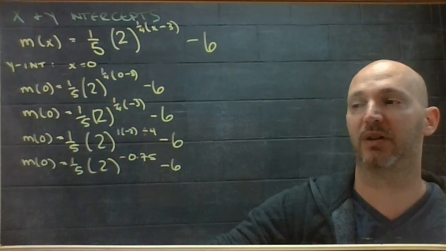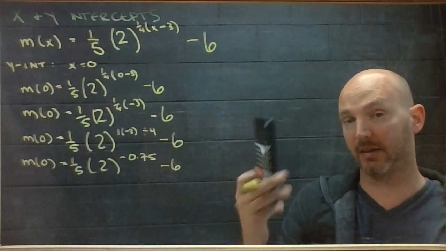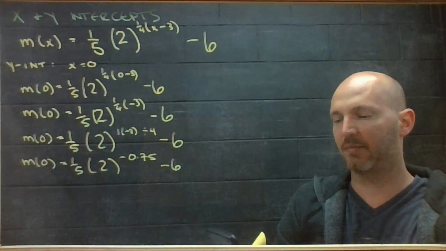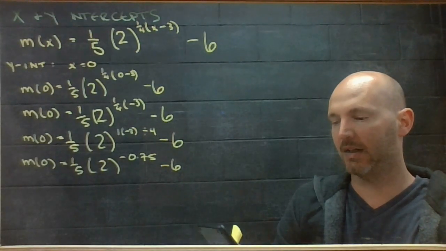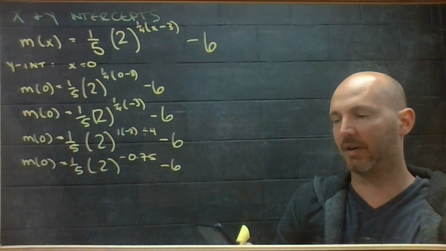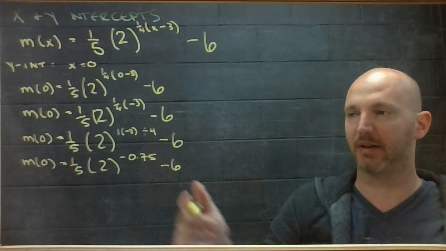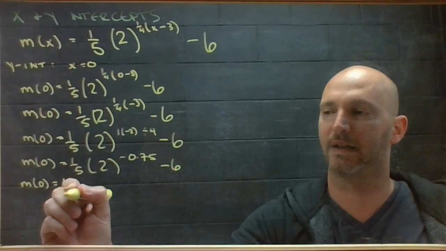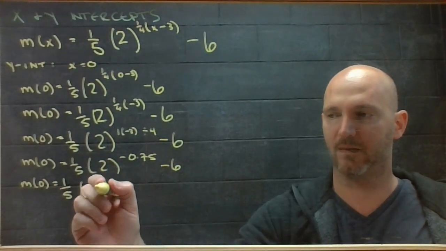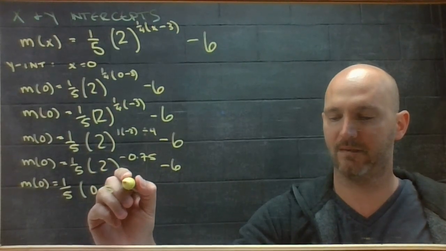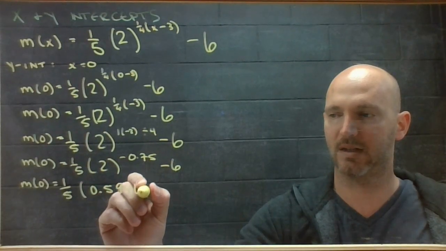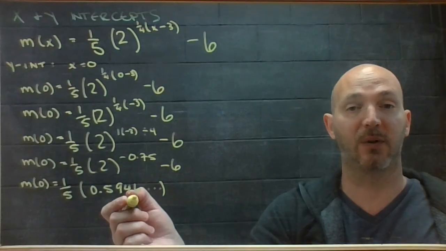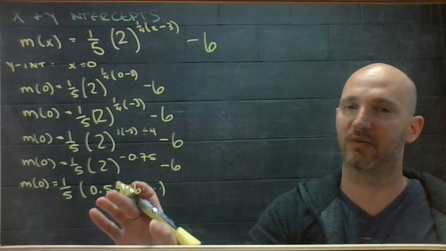So I'm going to have to pull out a calculator there. Oh, that's a lovely thing. And I'm going to need 2 to the exponent -0.75. And if I do that, I end up with 1/5 of 0.5946... Keep 3 or 4 decimals just so that we don't get too much rounding.